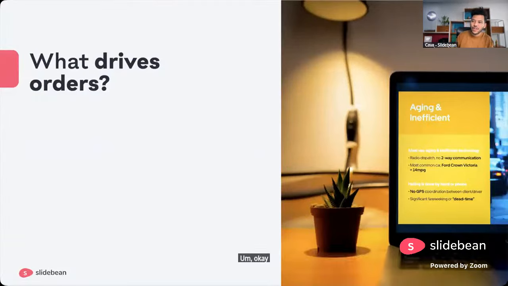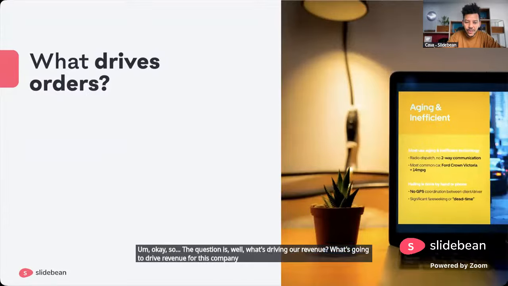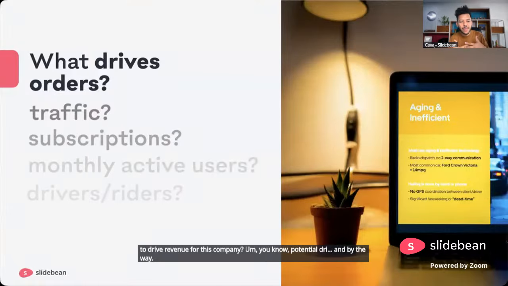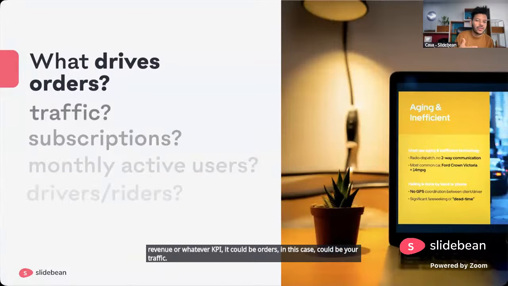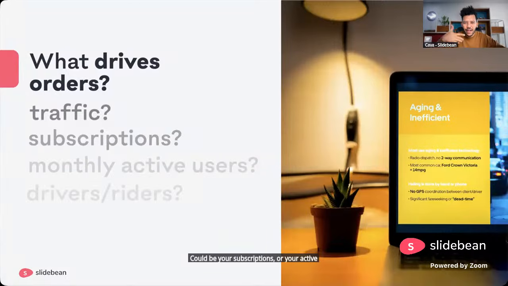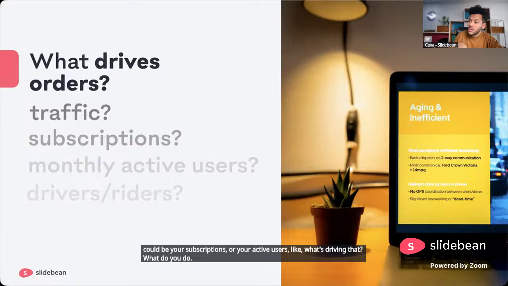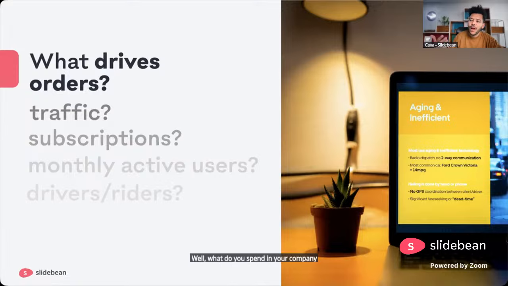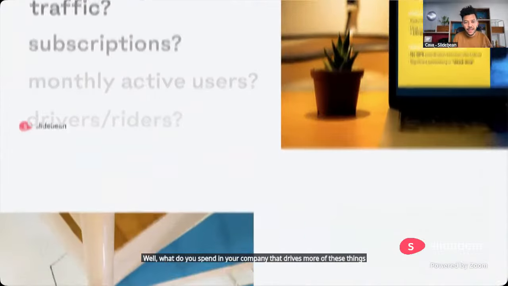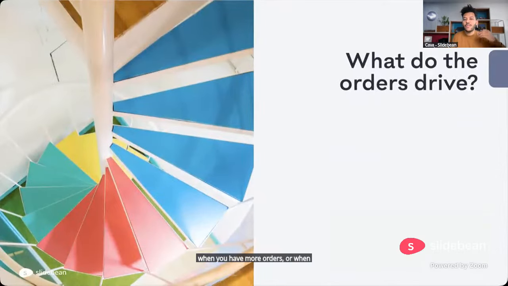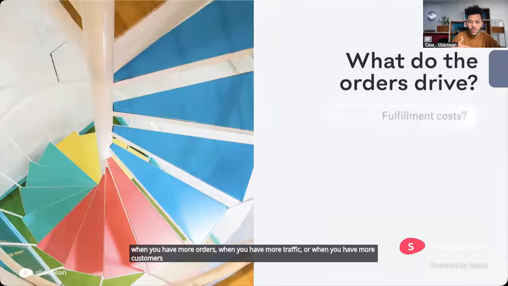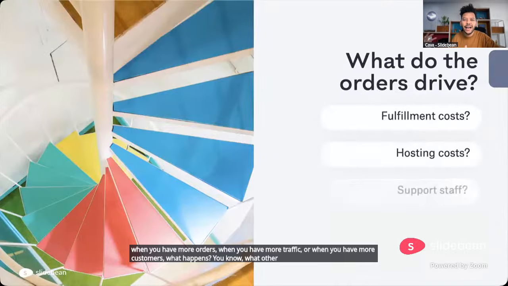Okay, so the question is, well, what's driving our revenue? What's going to drive revenue for this company? Potential drivers. And by the way, revenue or whatever KPI could be orders, in this case could be your traffic, could be your subscriptions or your active users. What do you do, or what do you spend in your company that drives more of these things? And at the same time, when you have more orders or more traffic or more customers, what happens? What other expenses are kind of tied to that?